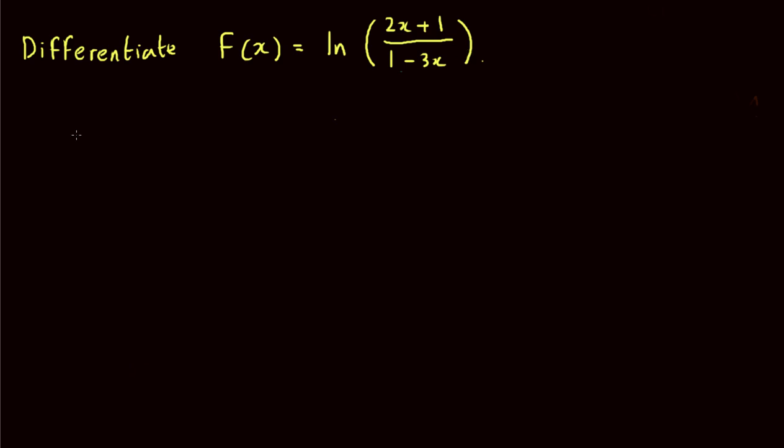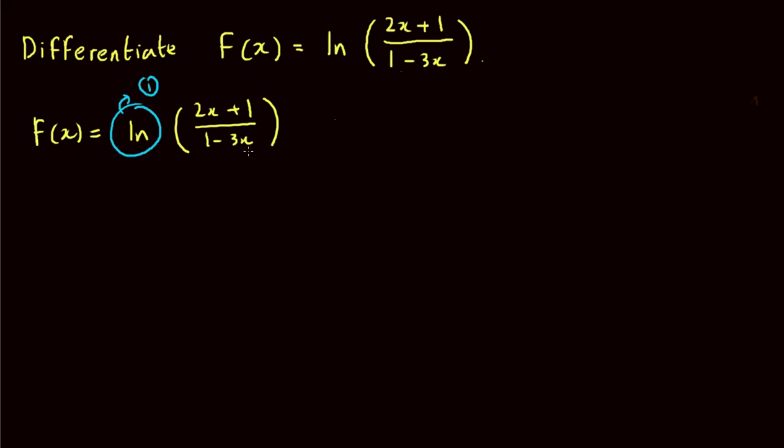Okay, so assuming that you have paused this video and given it a try, let's write the function first. f(x) is just ln of (2x plus 1) over (1 minus 3x). So we can see that the ln is the outermost function, right?